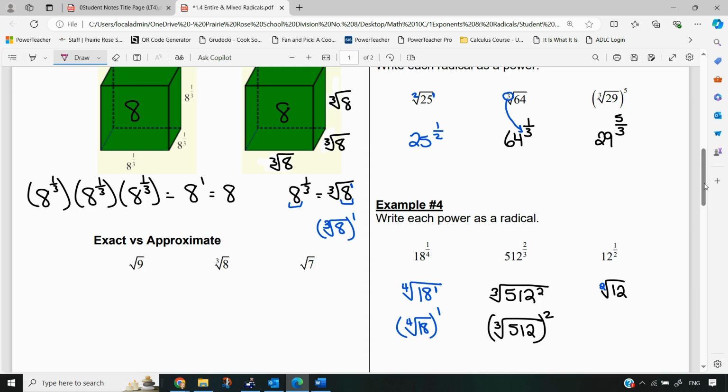Now, before we move on to the second part of our lesson, I want to talk very briefly about exact versus approximate.